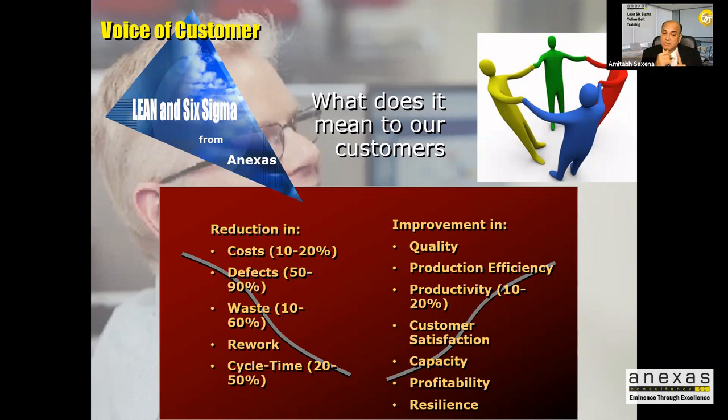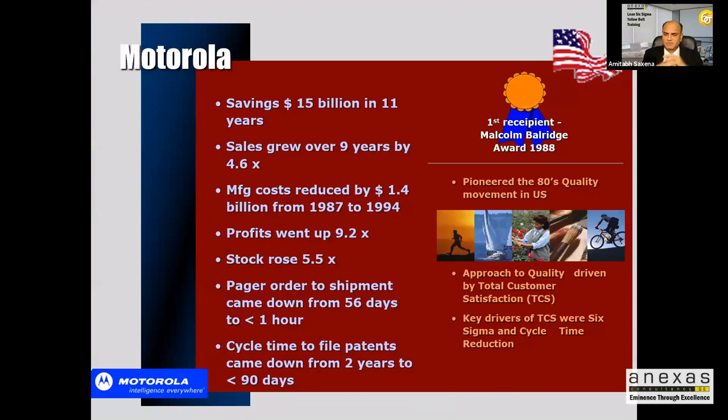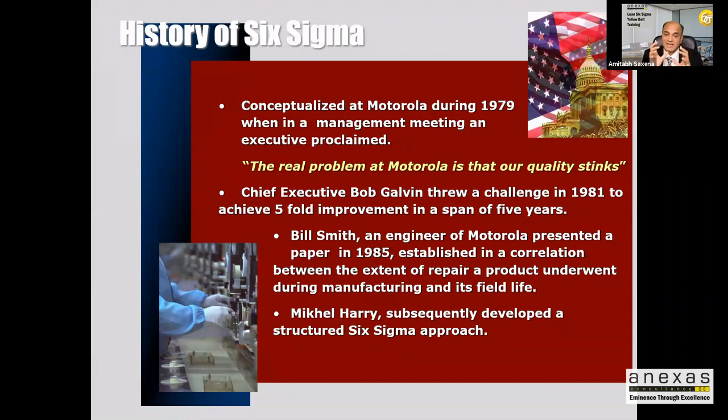Lean Six Sigma is about reducing the cost, defects, waste, rework, and cycle times, and improving the quality, operational efficiency, productivity, customer satisfaction, capacity, profitability, and resilience. Then it all started in a company like Motorola, where the CEO wanted to improve everything by 5 times. And he invited suggestions. And someone said, why don't you apply statistical tools and techniques? And statistical tools and techniques applications were limited in those days to manufacturing industries.